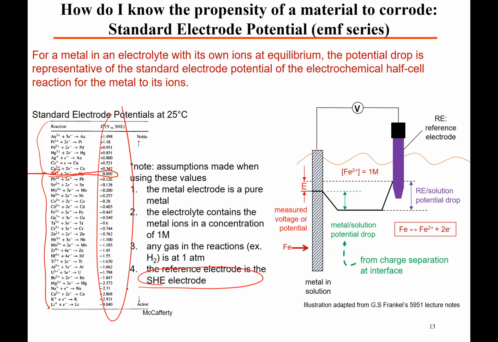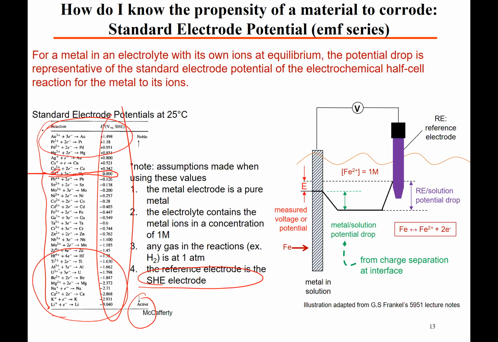Reactions that are closer to this end are more active, so they're more likely to corrode. You see elements up here, they're more noble, they're less likely to corrode. So you see the elements that you have some intuition for in terms of reactivity, right? Gold, platinum, silver. These elements are less likely to corrode relative to the other elements on this table.